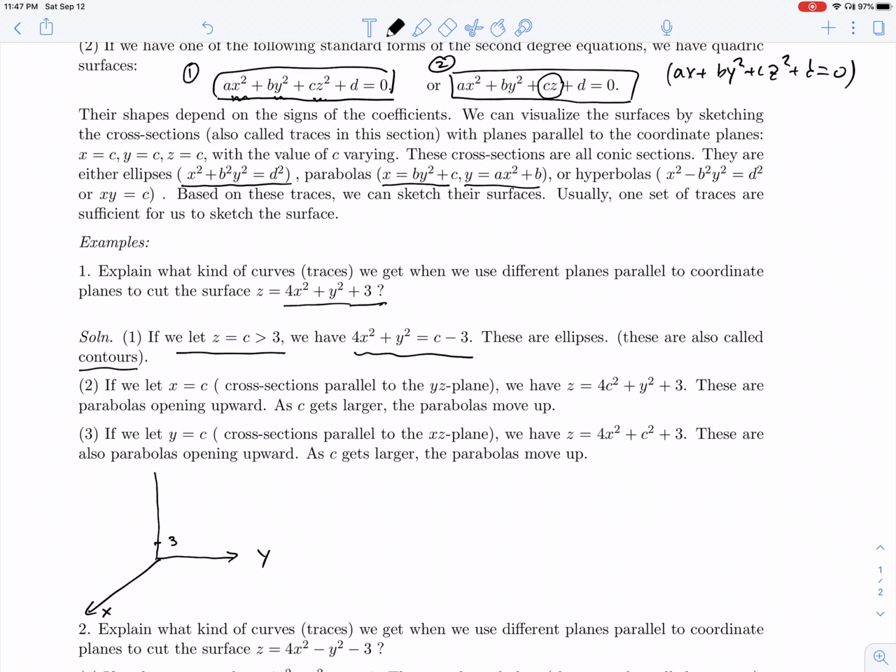If z is equal to 3, we only have a point. That's xy is equal to 0. And when z is bigger than 3, then we have ellipses. You can see which direction is longer. Actually, the y direction is longer, so you have something like this. And when z increases, you see the size actually gets bigger and bigger. This is something like we have.